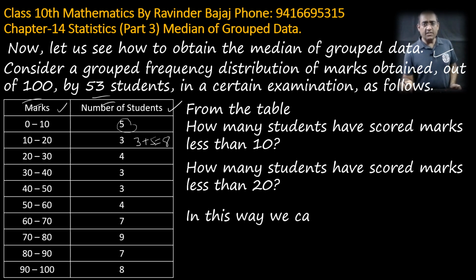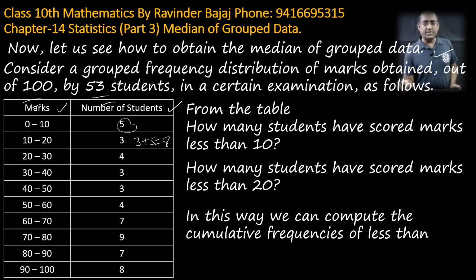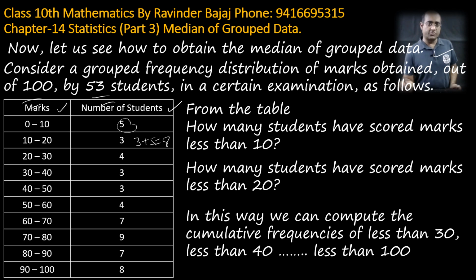In this way we can compute the cumulative frequency of less than 30, less than 40, less than 100, etc. So I'm calculating it for you. Less than 30 will be 5 plus 3, 8, 8 plus 4, it will be 12. In this way we will find the cumulative frequency of all these values. Let me do it for you.